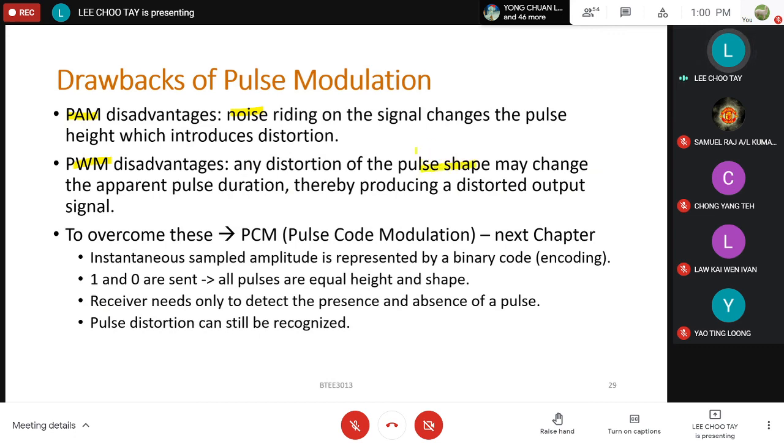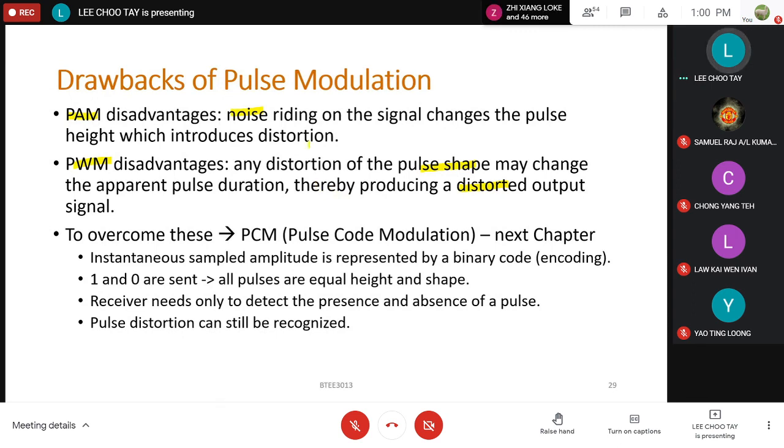As I mentioned before, if you have noise at the beginning of a pulse or at the end of a pulse, that may change the width of the pulse, and therefore your output will be distorted as well. And then PPM, of course, is not easy to recover. It may be easy to generate, because you just make use of a PWM with a monostable, but to recover is not easy because you need a synchronizing signal from the transmitter.